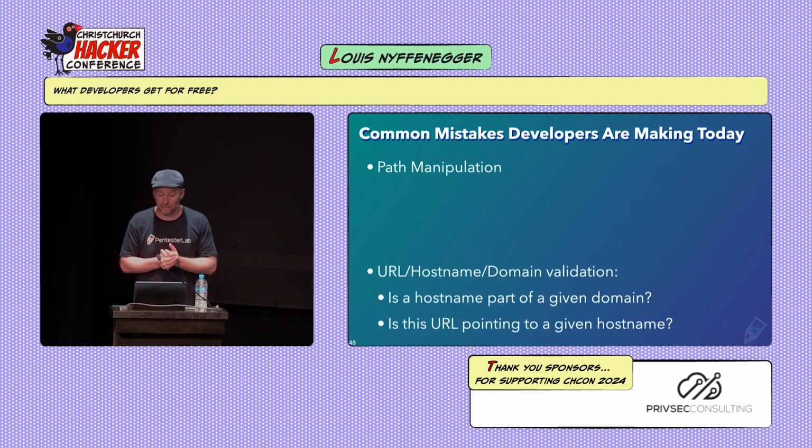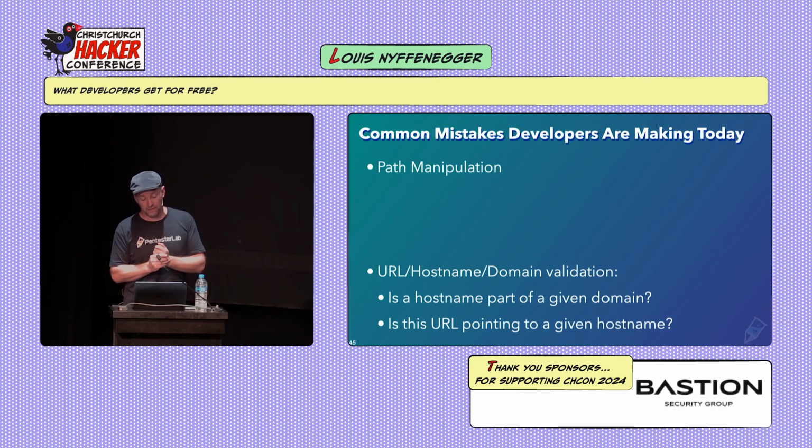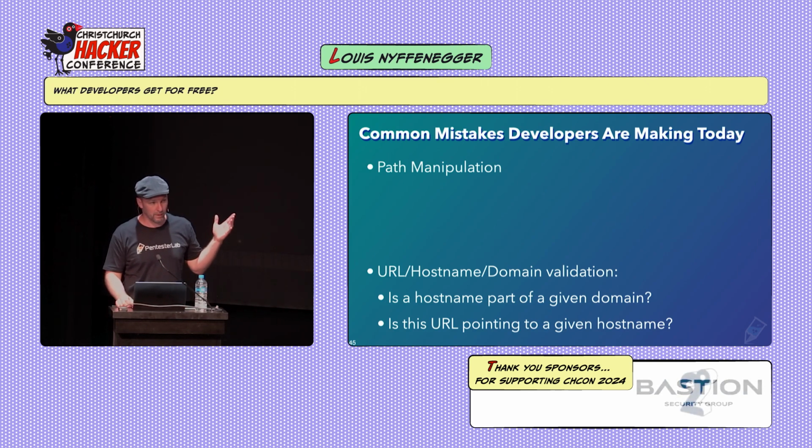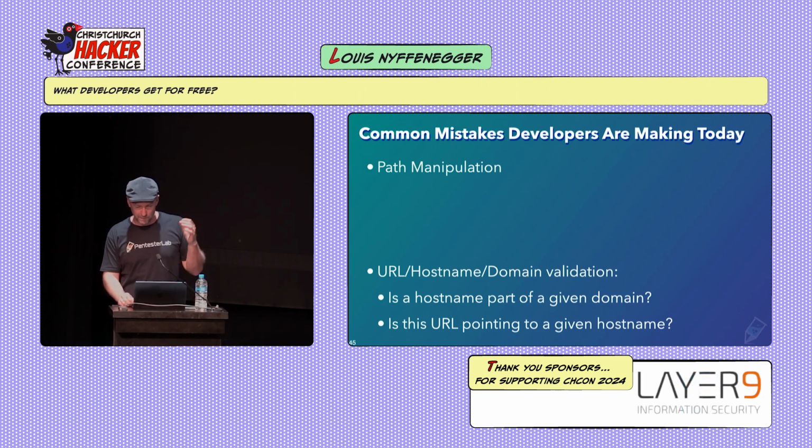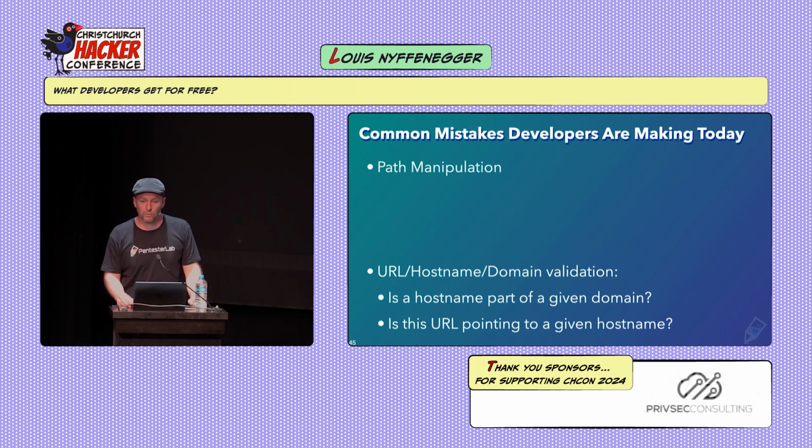Another thing that people tend to mess up a lot is URL, hostname and domain validation. Most programming languages, most frameworks, most libraries, or all of them as far as I can tell, don't really have a function to say, is a hostname part of a given domain? Is this URL pointing to a given hostname? That sounds very easy to write in code. It's actually not that trivial, and a lot can go wrong.